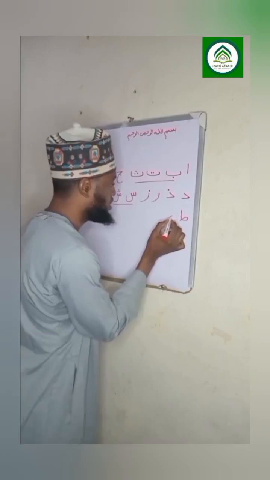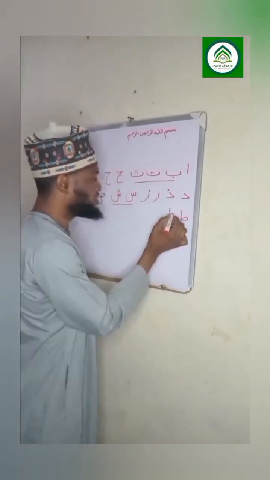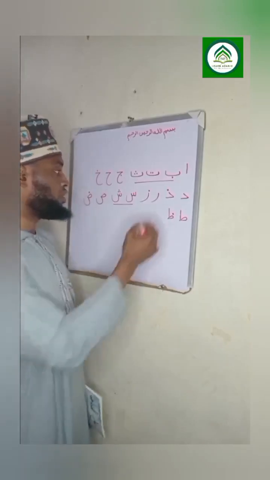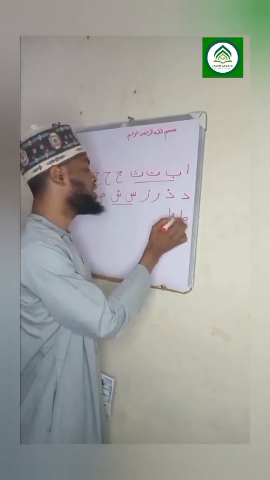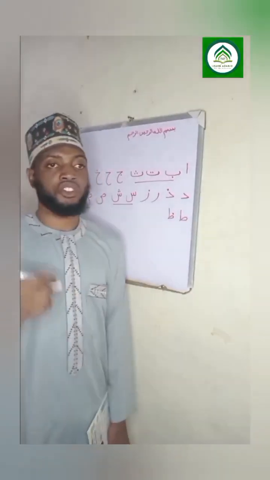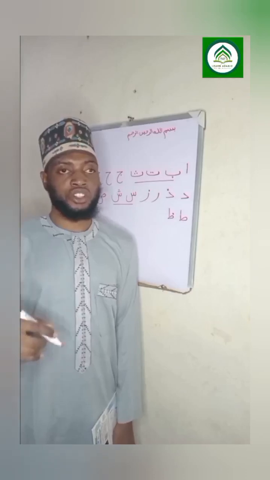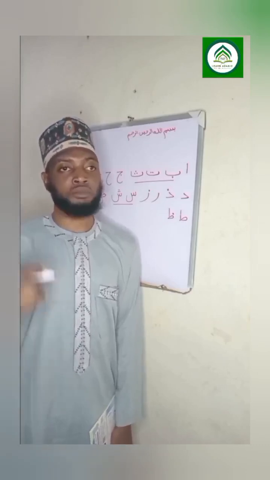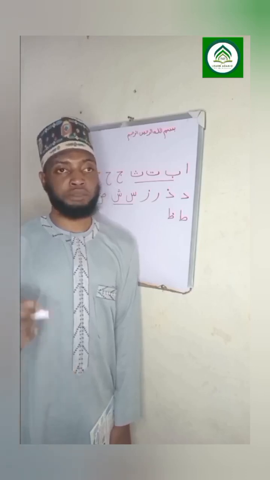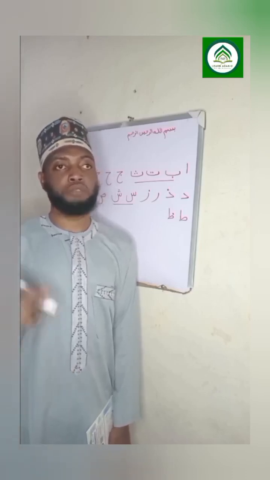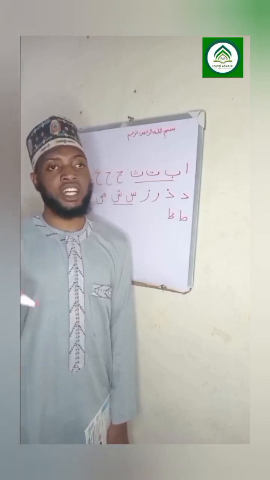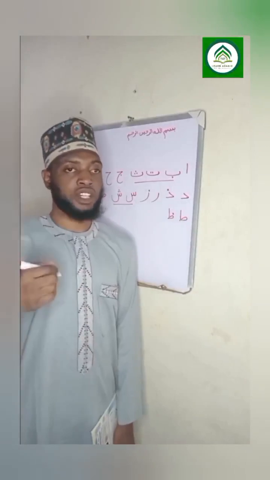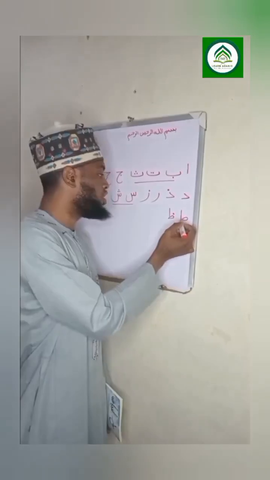Ta. Now, these two letters also look alike. They have the same shape, although this one has one dot on top and this one has no dot. This one is called Ta, just like in the word Fatima. It is Fatima, not Fadima. Some people pronounce it differently, but no, it is not that. So it is Ta and not Ba. This is very difficult for some people, but if you continue practicing it, you will master it, inshallah.